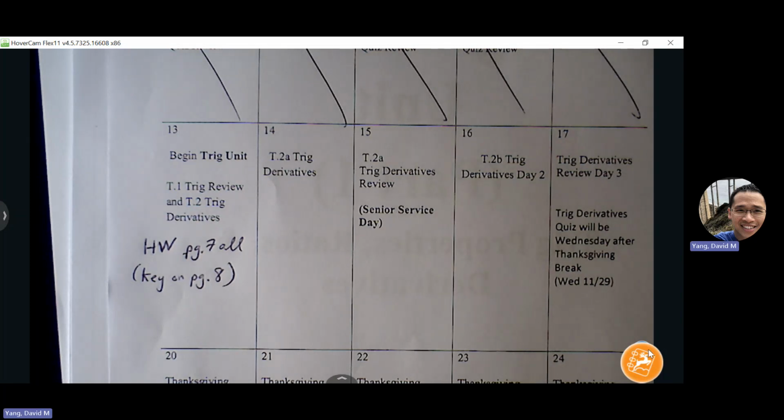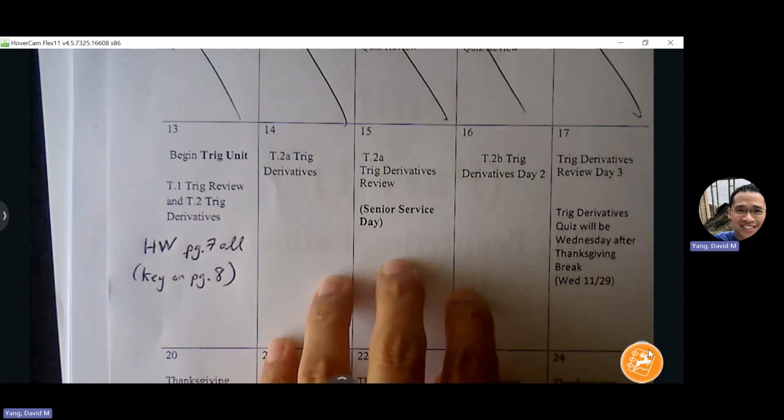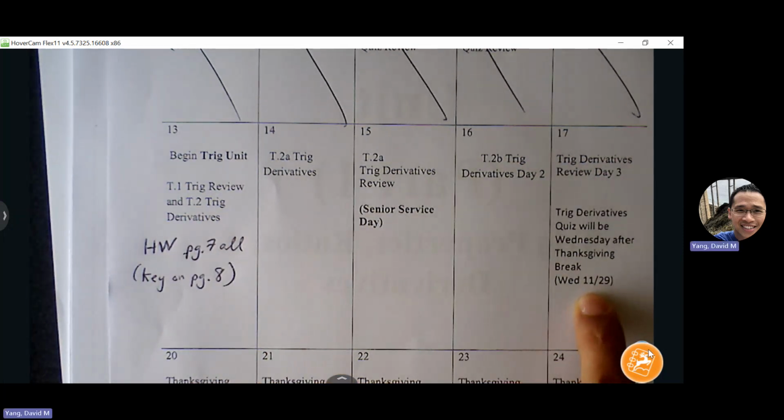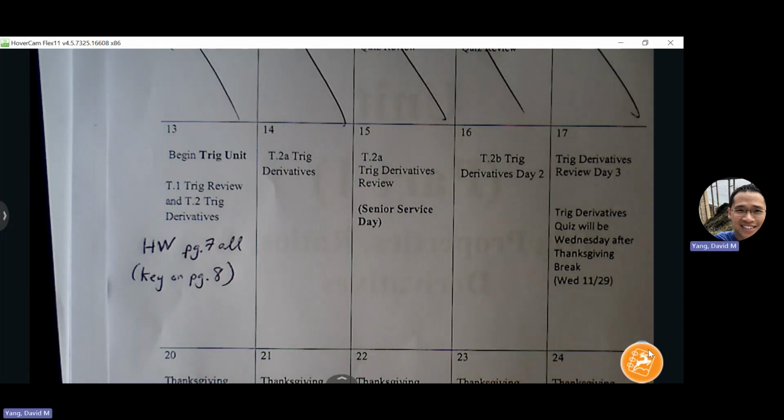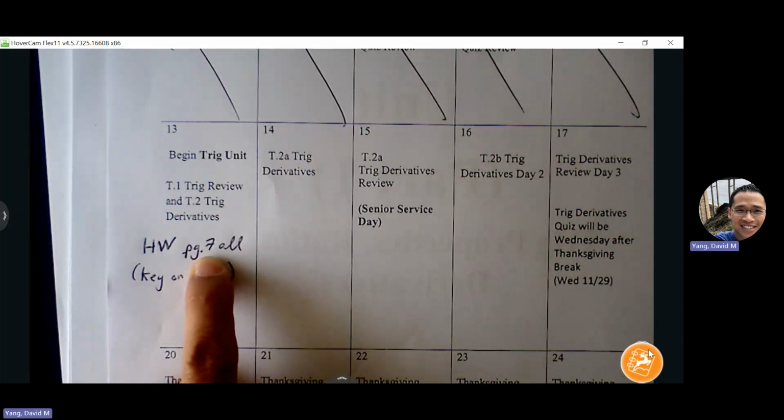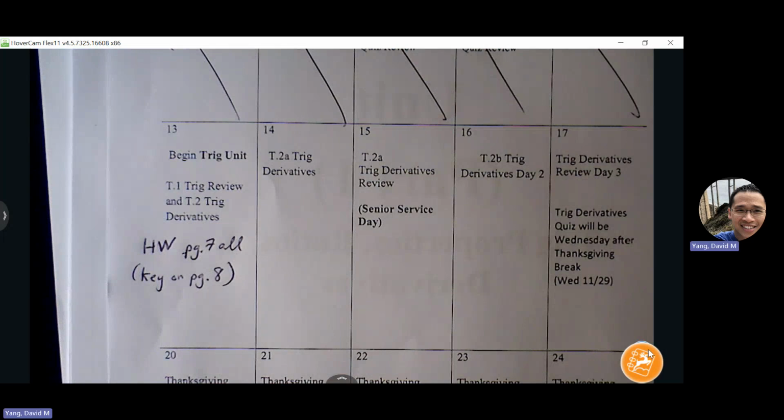They're not like 2 separate tests, right? Yeah, so it'll be a quiz on Wednesday, and then after we get back, it'll be that Monday of finals week. That's the last test of the whole year. That's right, yeah. So there's only 2 grades remaining, the quiz and the test. All right, any questions? Okay, so your homework tonight will just be from page 7, solving trig equations, and then the key is on page 8. I'll send out a reminder this afternoon.